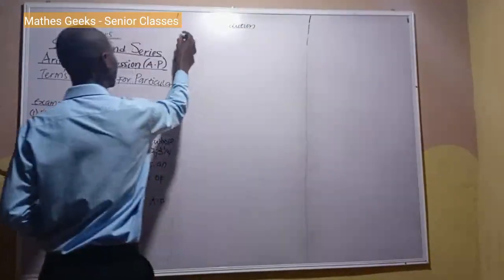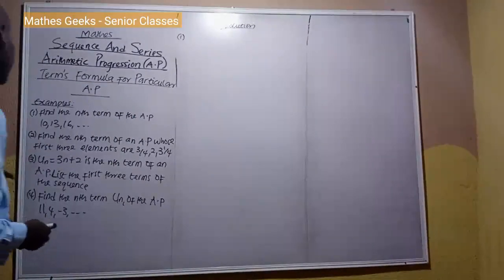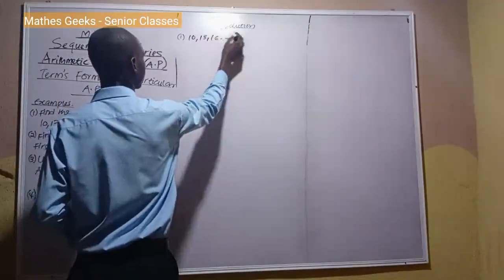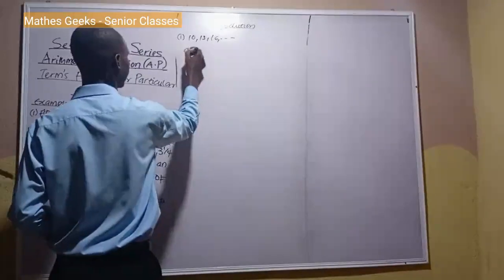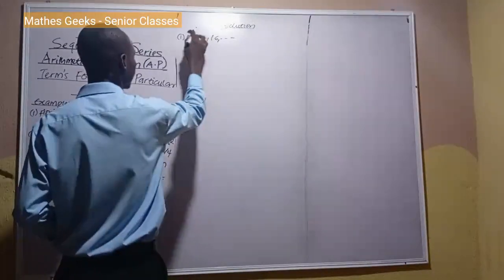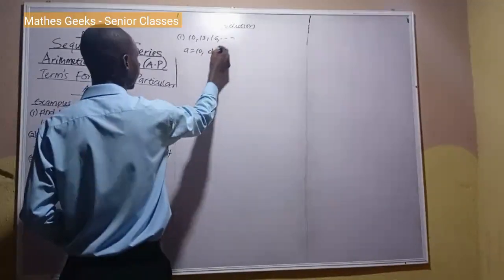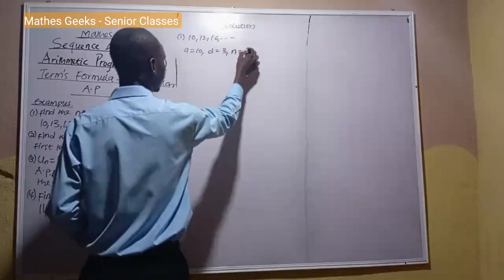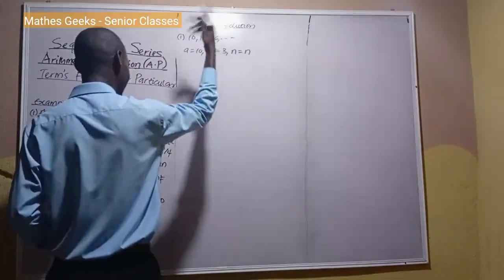Solution number 1. Find the nth term of the AP 10, 13, 16. So here our first term is 10. 13 minus 10 is 3, 16 minus 13 is 3, so the common difference is 3. Since we are looking for the nth term, the number of terms we are looking for is n.